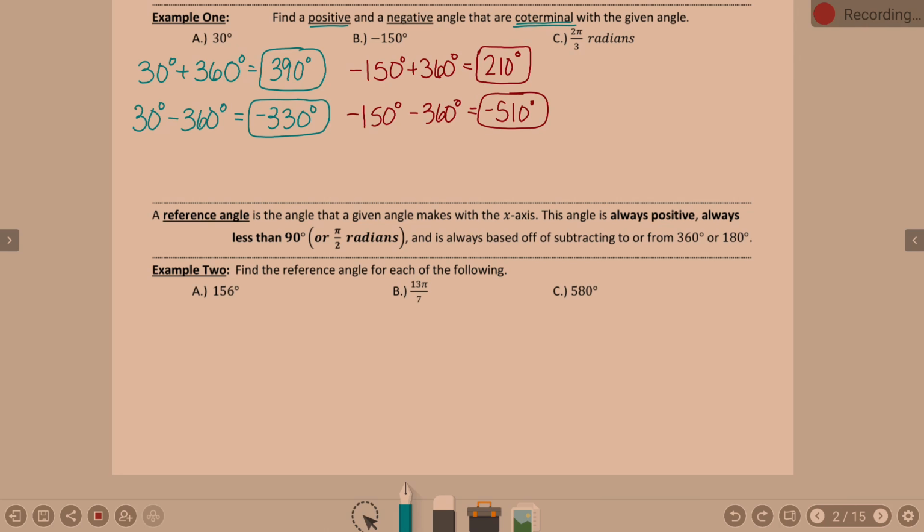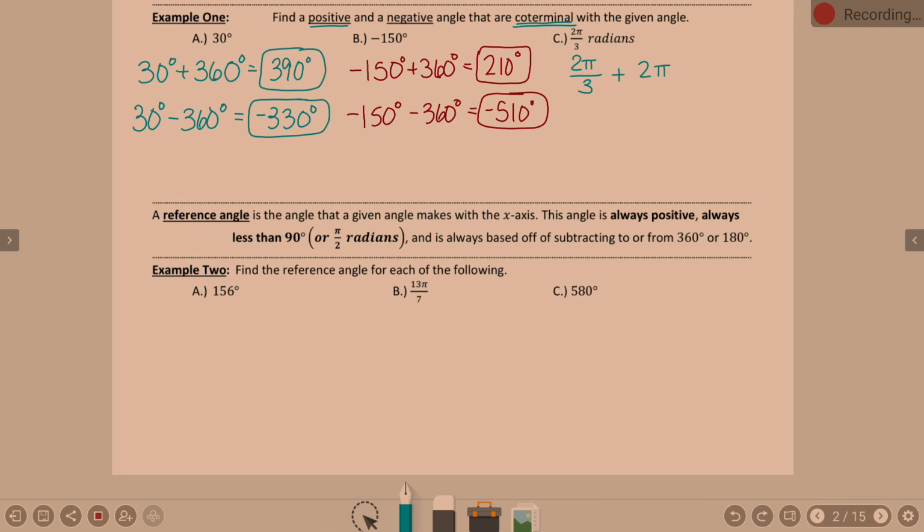Okay, you ready for C? I go that radian route, plus 2 pi to minus 2 pi. Okay, so we're in radians. We're no longer going to add or subtract 360 degrees. What is equivalent to 360 degrees? 2 pi. So here, I'm going to do 2 pi over 3 plus 2 pi. One of the downfalls of radians is you have to be good with fractions. You have to be able to work with fractions.